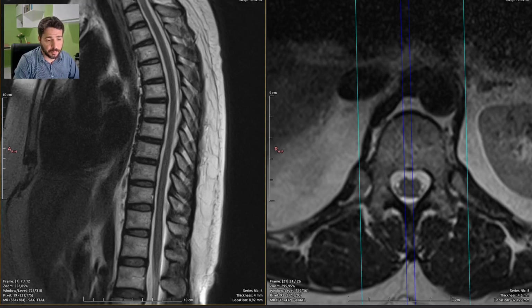Was there a contrast enhancement phase? No contrast enhancement. Fine. And osteoarthrosis.